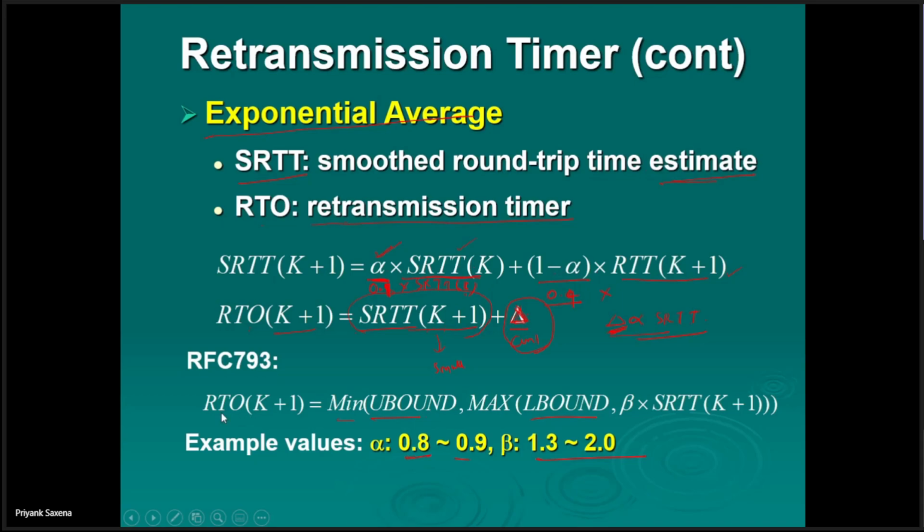So how will it be done? RTO(K+1) is calculated as the minimum of upper bound, maximum of lower bound, beta into SRTT(K+1). What is beta? Beta is chosen between 1.3 to 2.0. So basically what you have to understand is that in exponential average as compared to simple average, we are assigning more weightage to the most recent transmission as compared to the older transmissions, right?